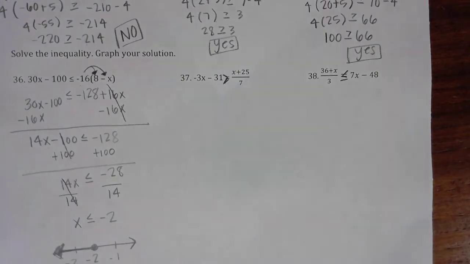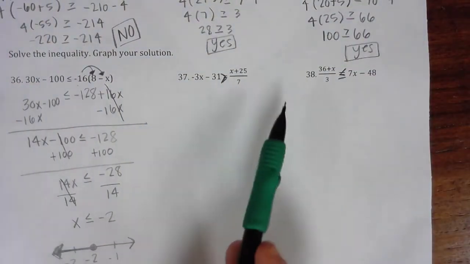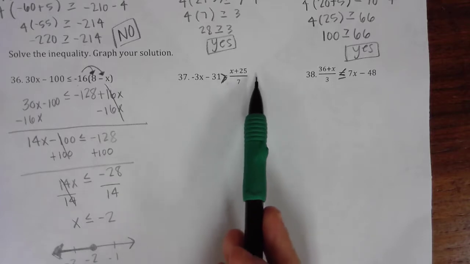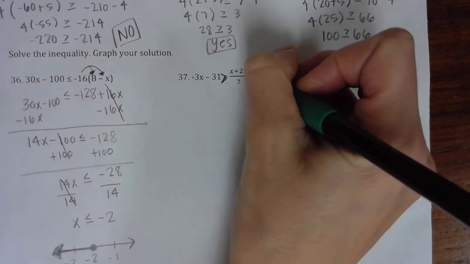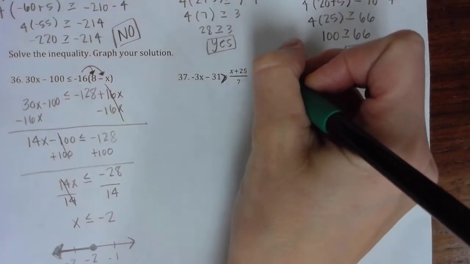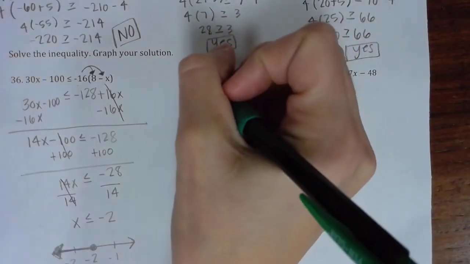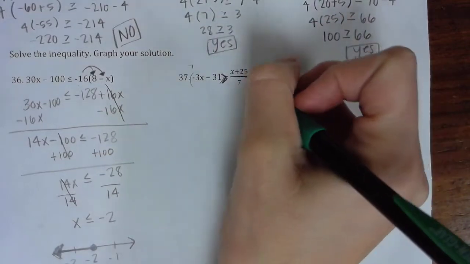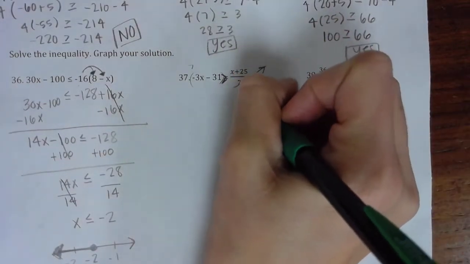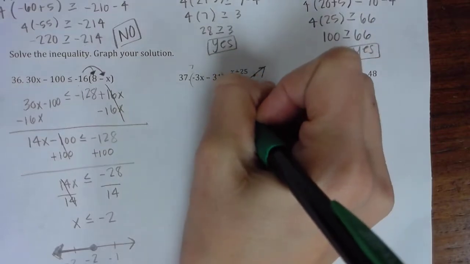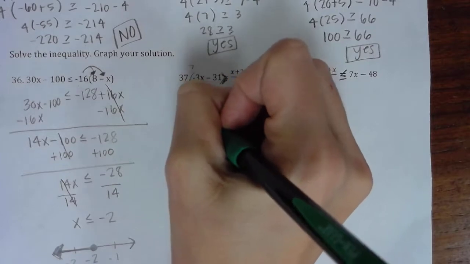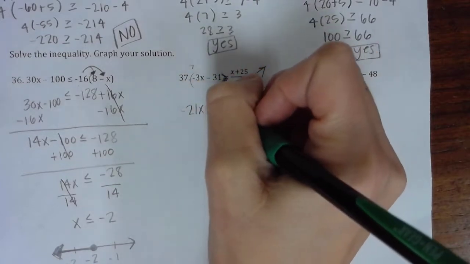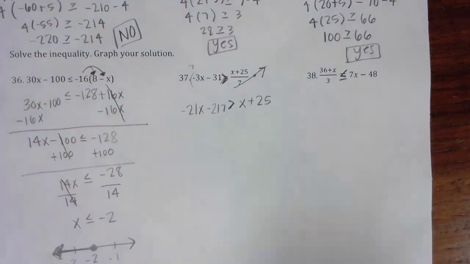7. So what I need to do is, since we're dividing by 7 here, to get rid of this fraction, I'll multiply by 7 on both sides. So I have x plus 25 left over here. And when I multiply by 7 over here, I'll get negative 21x minus 217. Okay? So now I need to get my variables together.